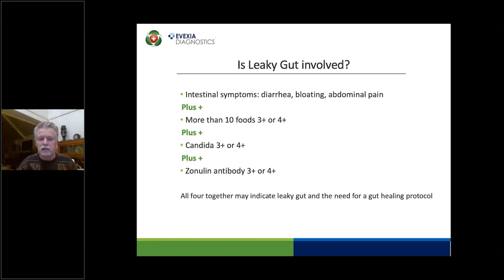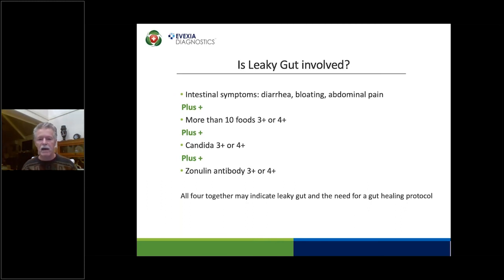So if your patient comes in and the medical history is intestinal symptoms, diarrhea, bloating, abdominal pain, other types of intestinal symptoms as well, plus they have 10 or more foods that are 3 or 4 plus on the FIT test, so a lot of foods, and then Candida is 3 or 4 plus, and Zonulin is 3 or 4 plus. What this indicates is that this person has leaky gut. And as a result of that, they have the symptoms.